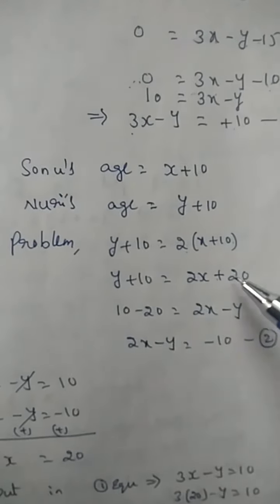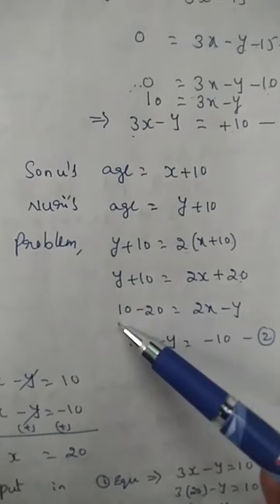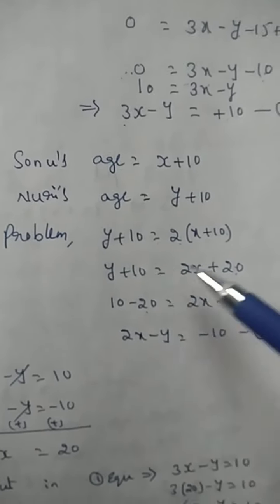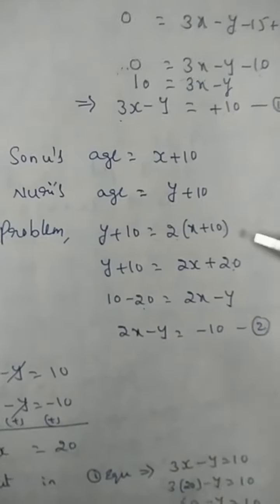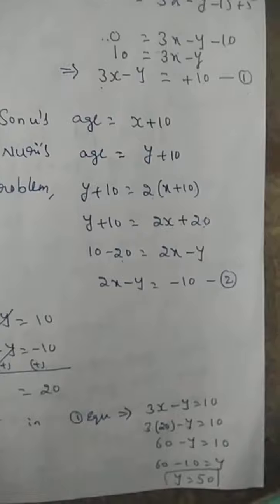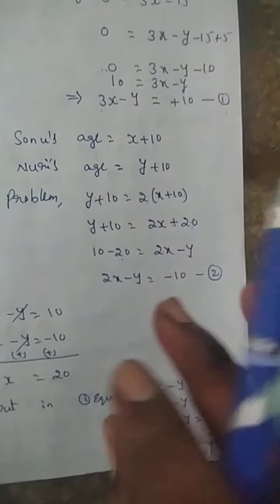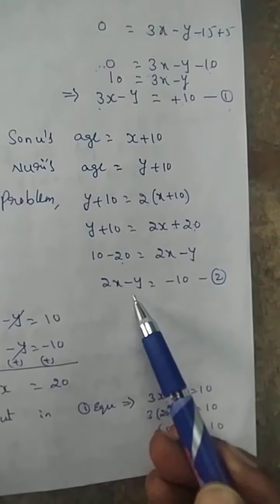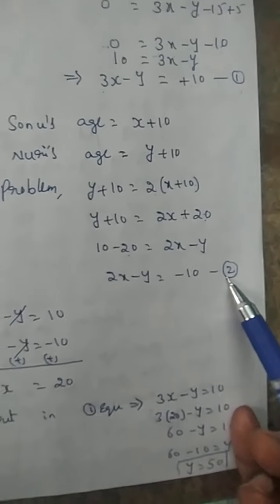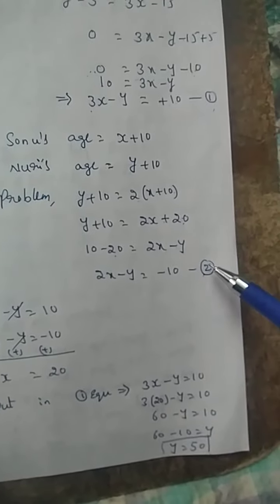So the constant values are to be transposed to one side. The 10 stays in the same position, and plus 20 is transposed to the other side as minus 20. Then 2x plus y is changed to minus y. So 2x minus y is equal to minus 10. Here we could also change the whole equation, moving 2x minus y to this side and minus 10 to the other side, but there is no need to change the signs. That is the second equation.